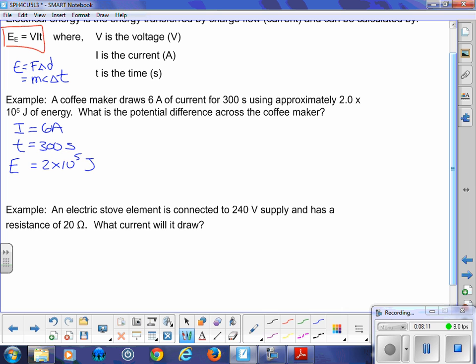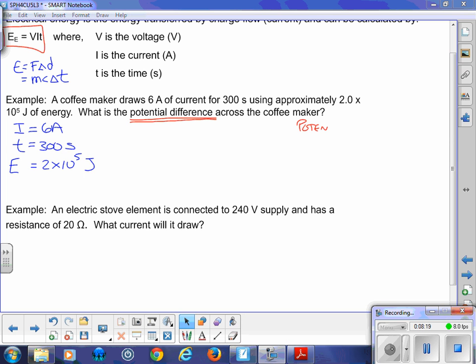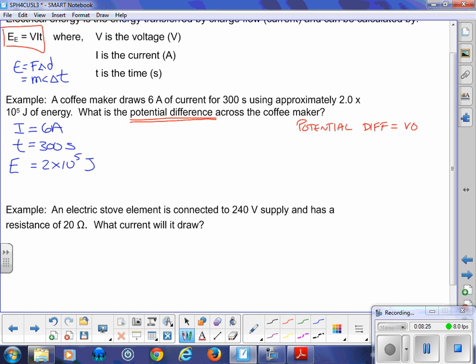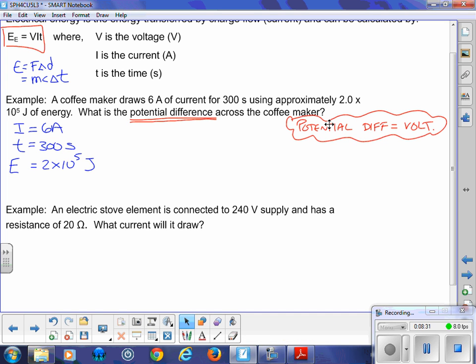What is the potential difference? And I'm going to make a note here. In your heads, you have to know that potential difference is equal to voltage. It's a synonym. You need to just know when you read potential difference, oh, that's voltage. So we are looking for the potential difference. We're looking for voltage. So we only have one formula for electrical energy.